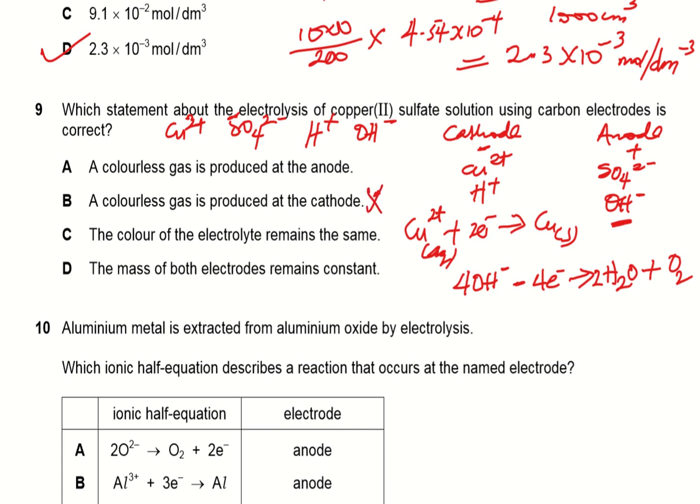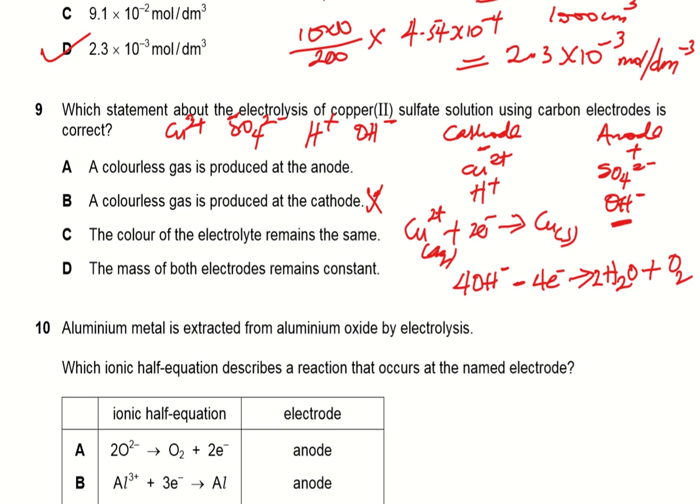The color of the electrolyte remains the same? The color of the electrolyte is not going to remain the same, because copper sulfate solution has a blue color. But the moment the copper is taken out of the solution, you would not expect the color to remain the same. In fact, the color will become more pale, tending towards colorless, because copper is being removed and stuck to the cathode electrode.